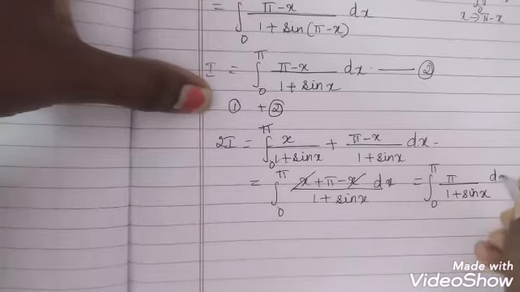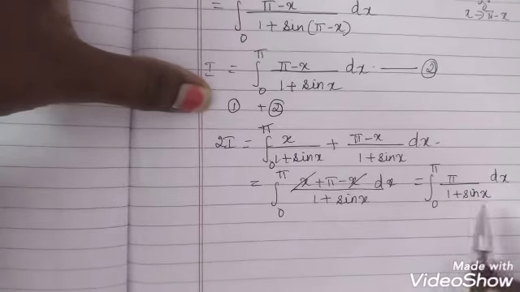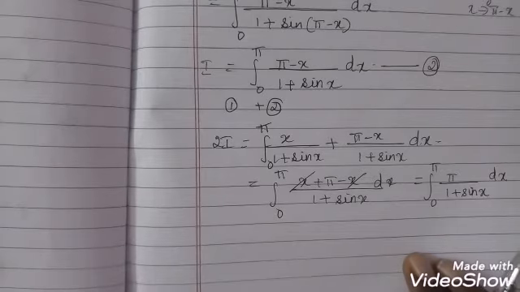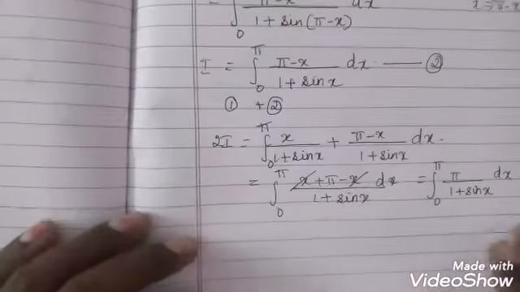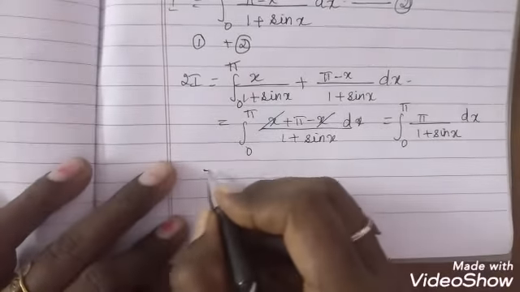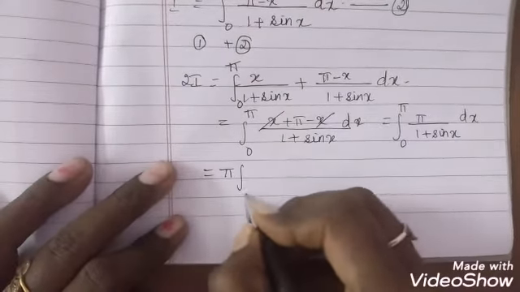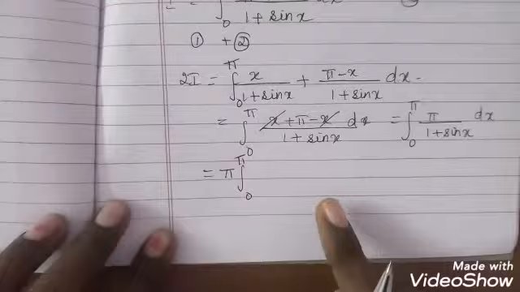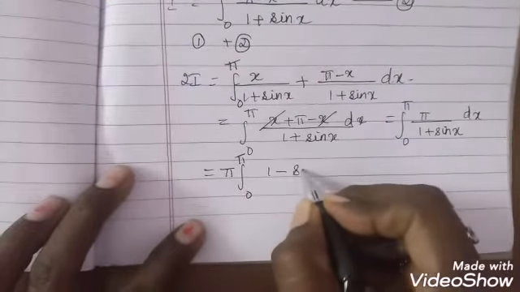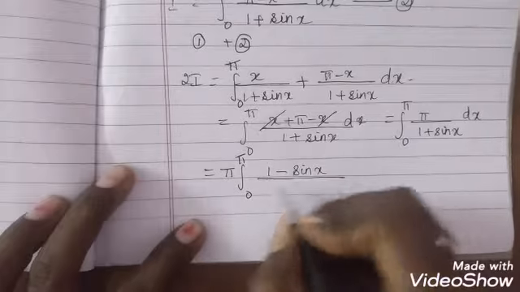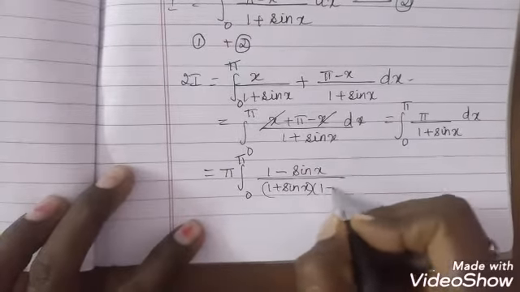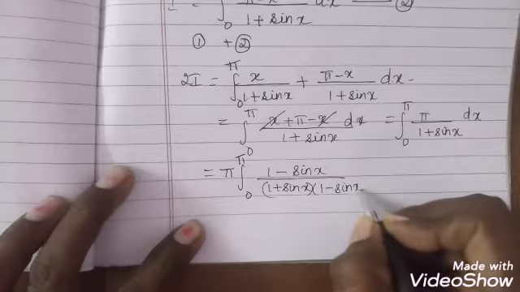Now again comes the problem of integration. If you had 1 plus cos x or 1 minus cos x, it would have been easy for us to integrate, but you have 1 plus sin x. I don't have any known identity here. So what I'm going to do is multiply and divide by the conjugate of the denominator. I've just taken this pi outside. So you will have 1 minus sin x divided by 1 plus sin x into 1 minus sin x. This is what you get here, 1 minus sin x dx.